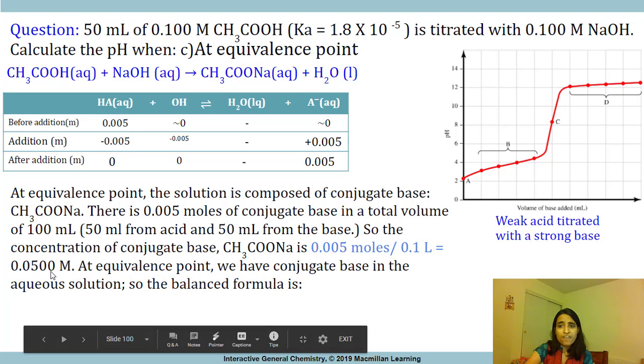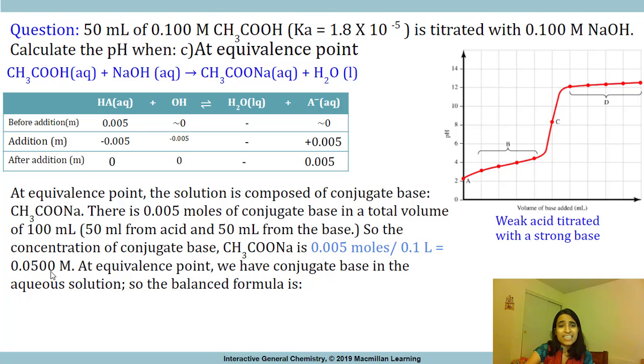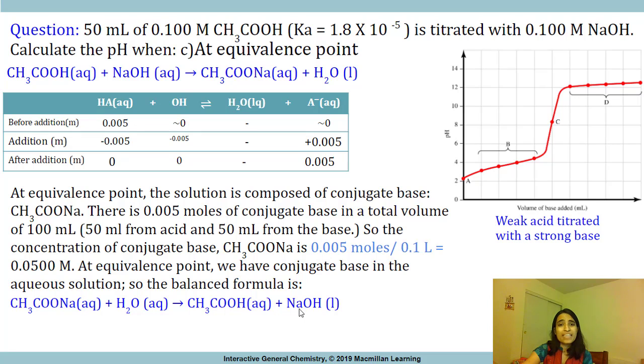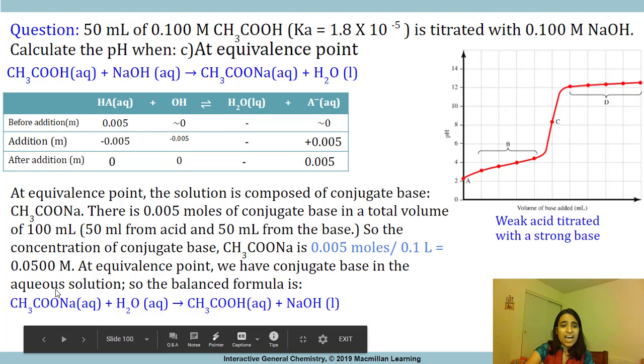So what we have to realize is when a weak acid is titrated with a strong base and it's at equivalence point, we end up having an equation where it is just the conjugate base plus water, which gives us the acid and the NaOH. So that is going to be the equation that we are going to use to find the pH, because the only ion that's present at equivalence point is going to be the acetate ion.